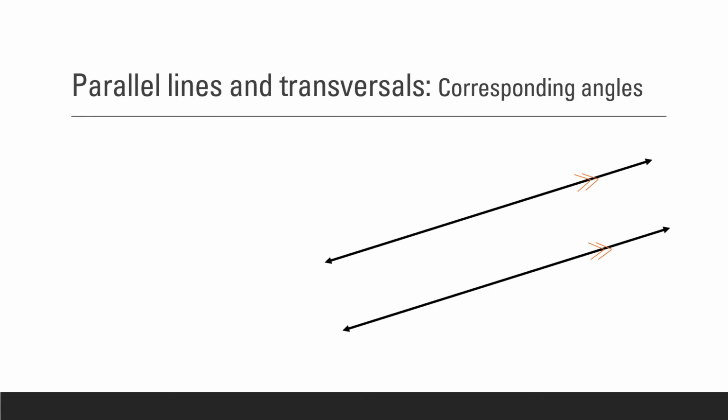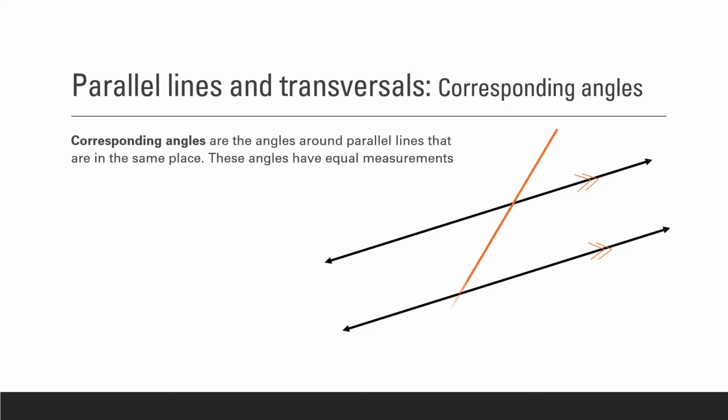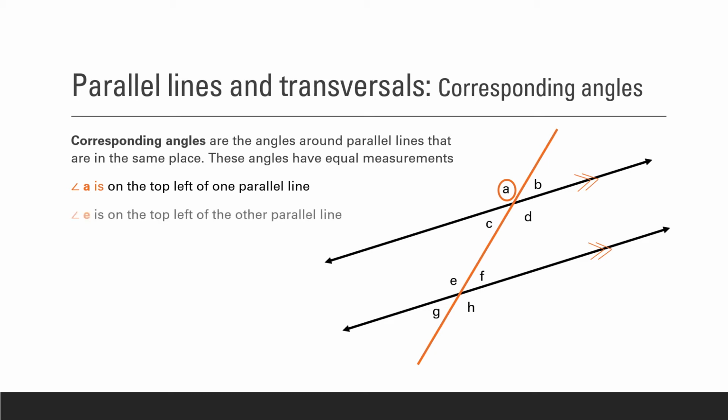The first property of parallel lines and transversals is called corresponding angles. Corresponding angles are the angles around the parallel lines that are in the same place. These angles have equal measurements. So what does that mean? Well, we can see that angle A is on the top left of one parallel line, and we can also see that angle E is on the top left of the other parallel line. Because those are in the same place, they are equal to each other.